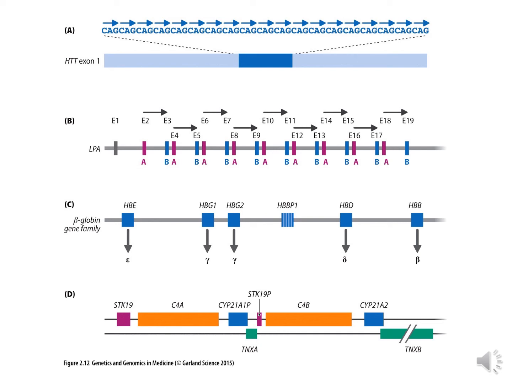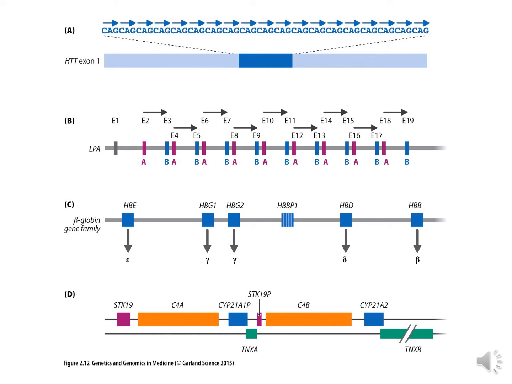In B, the LPA gene encodes lipoprotein A, a protein with multiple Kringle domains that are each 114 amino acids long and extremely similar in sequence. Each Kringle repeat is encoded by a tandemly repeated pair of exons, here labeled A and B, that can be present in different copy numbers. The example shown here has 9 pairs of A and B exons, starting with exons 2 and 3, E2 and E3, and continuing through to exons 18 and 19, E18 and E19.